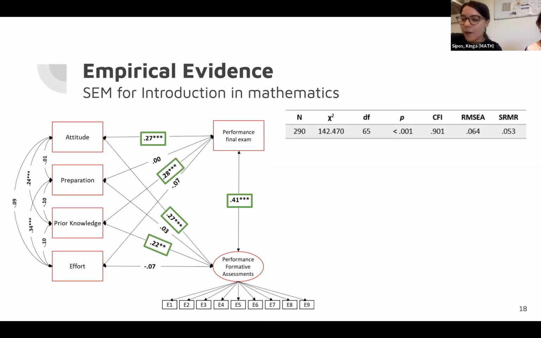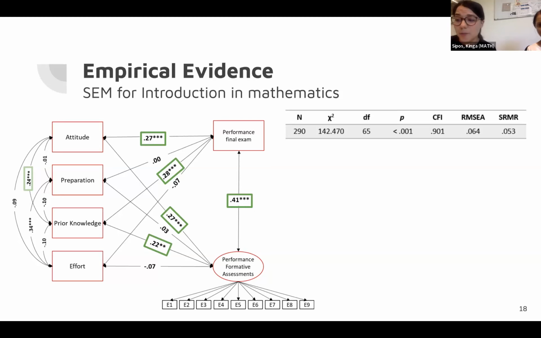Further, on the far left of the structural equation model, you see that attitude and prior knowledge are significantly correlated, which makes sense in the way that the more you are interested in a specific subject, the more you engage with it, and the other way around. So the likelihood of having built up knowledge in the past is greater if you have a more positive attitude towards the subject. To summarize, we have the performance in the formative assessment, the prior knowledge and attitude, which seem to be relevant for the performance in the final exam.